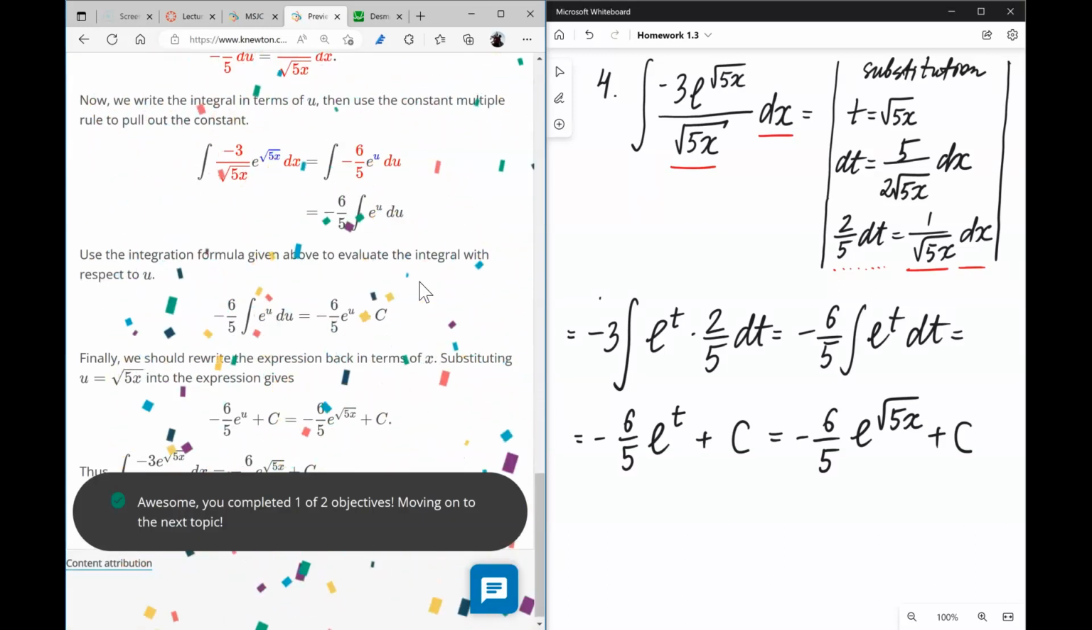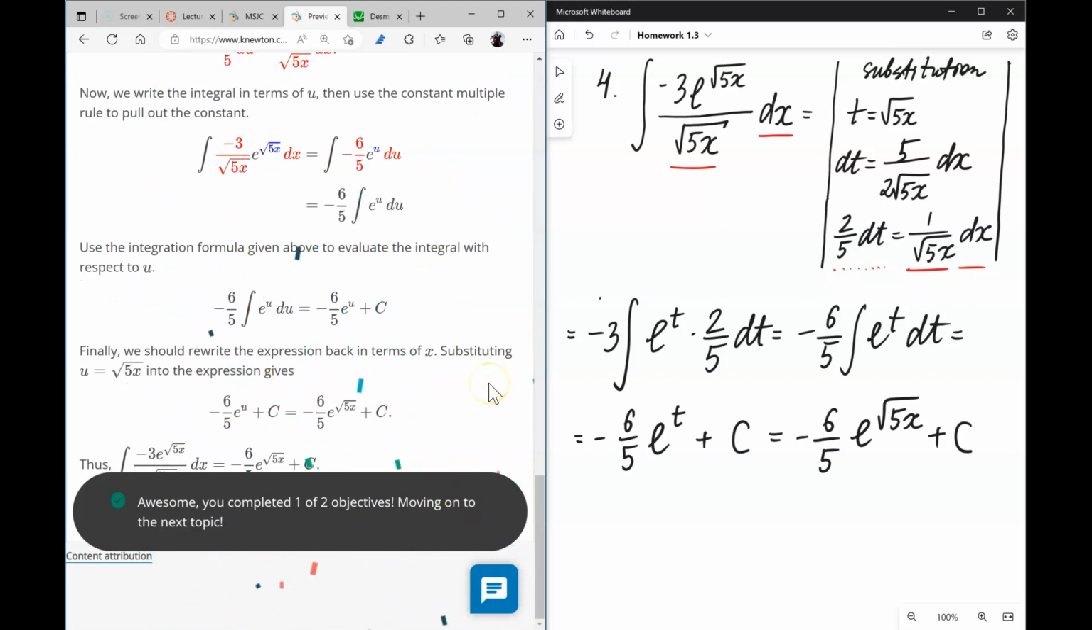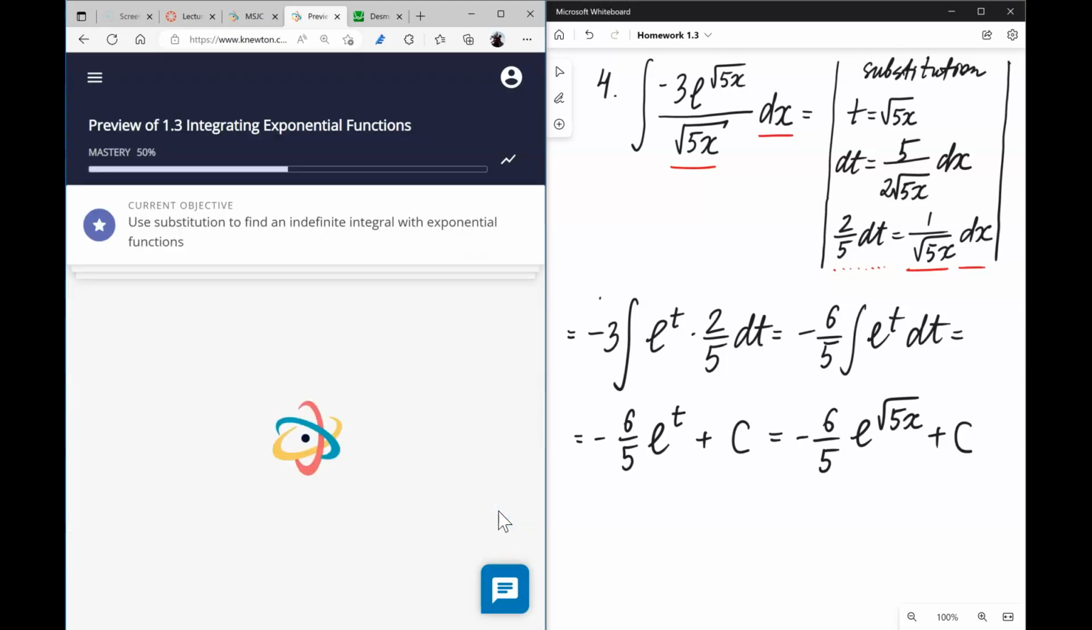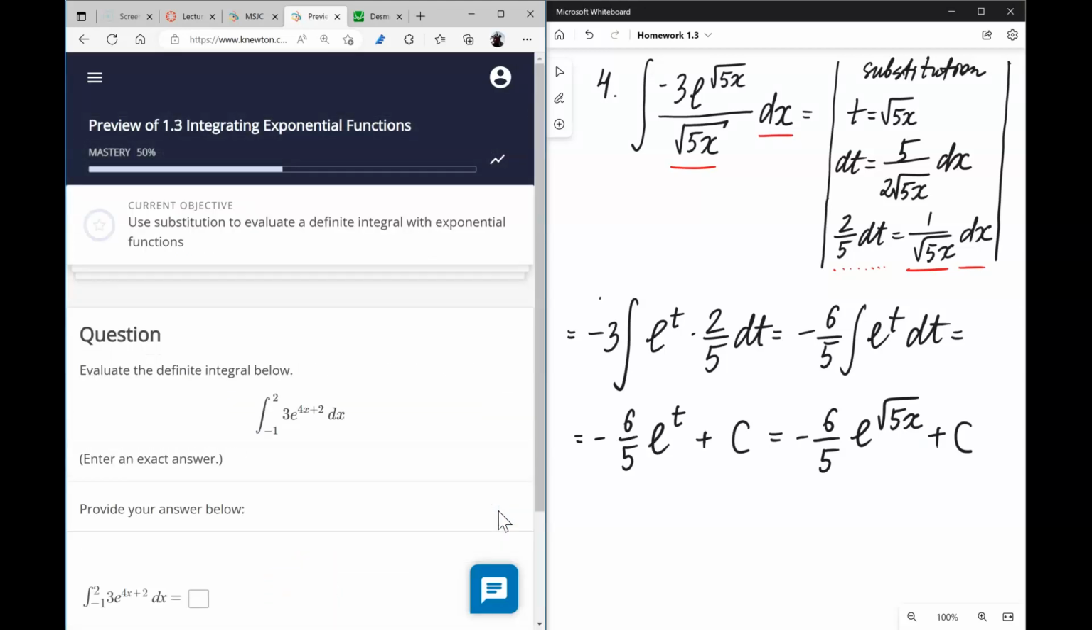So it took us 4 problems to complete one of the 2 objectives, so probably to complete them all will take another 4 problems. We'll see.